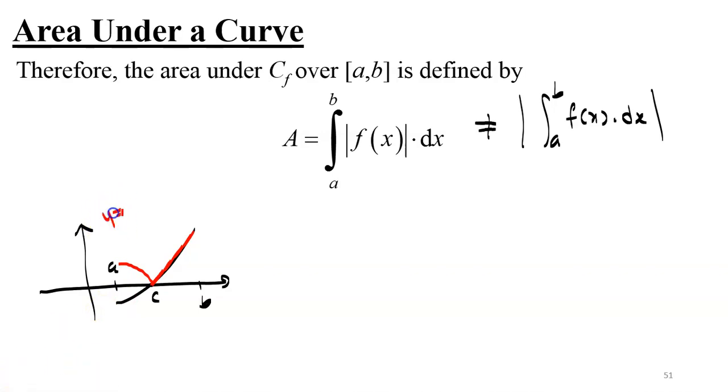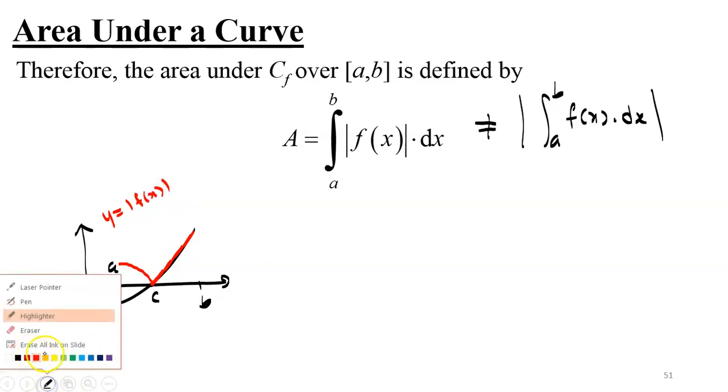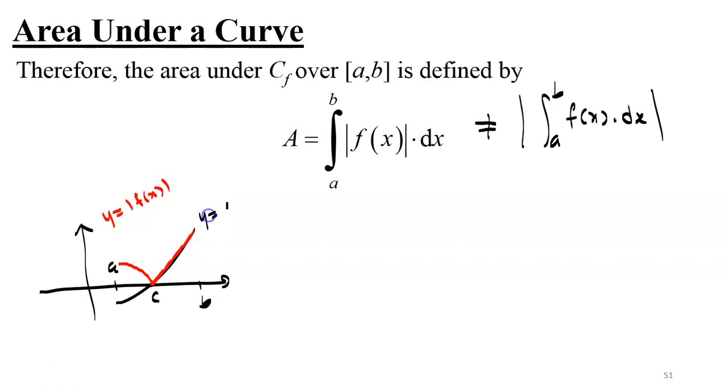So over here in red, I have the curve of y equals the absolute value of f of x, while in black, I have the curve of y equals f of x. To determine the area under the curve, over here, since this is positive, suppose that this has an area of 4 units squared. Well, this being negative, suppose the value of its integral between a and c is -2.